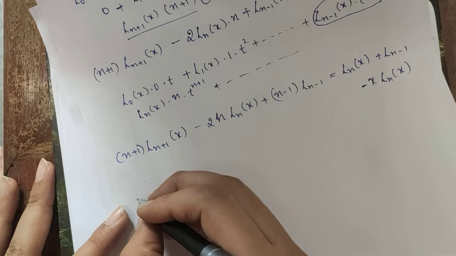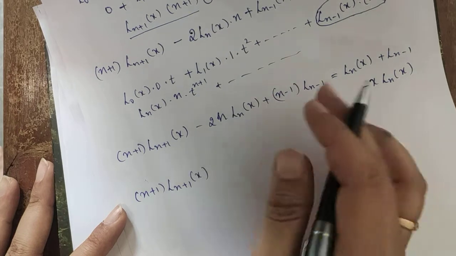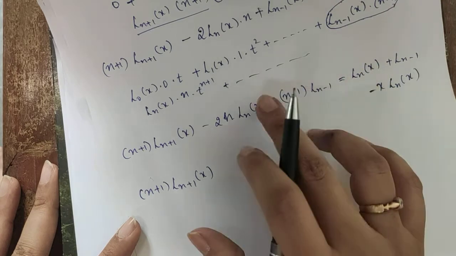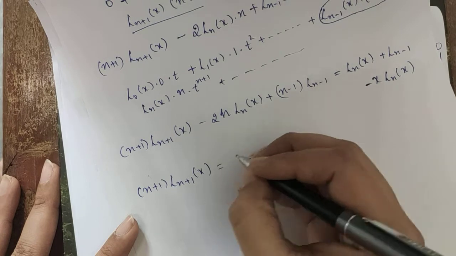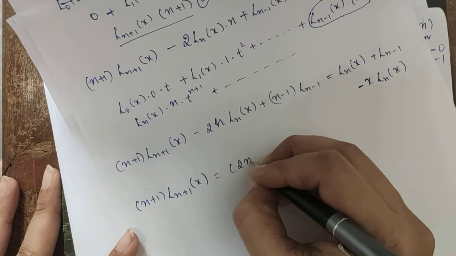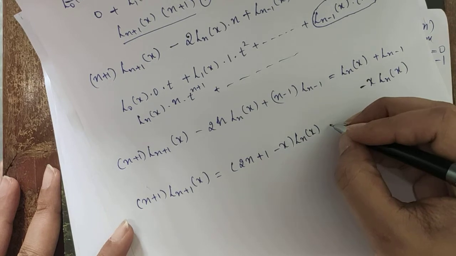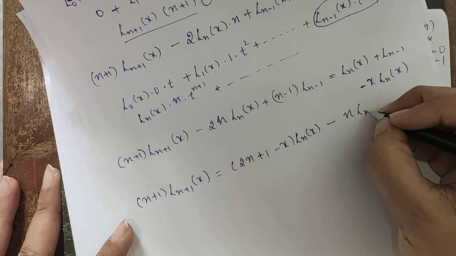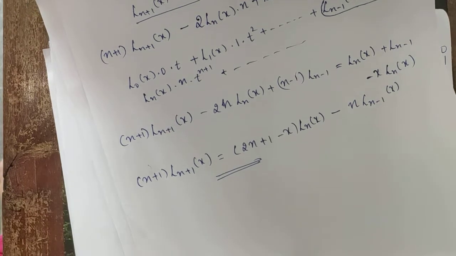So this is nothing but n plus 1 into Ln plus 1 of x. I am just rewriting this equation by taking common. From these three I can take Ln of x as common. I will just shift my LHS part to the RHS part. So I will get 2n plus 1 minus x into Ln of x, minus, just shift this term here, you will get n into Ln minus 1 of x. Okay, so this is nothing but my first recurrence relation.